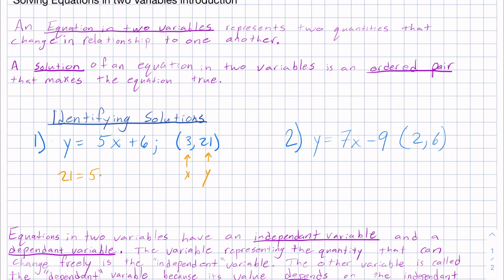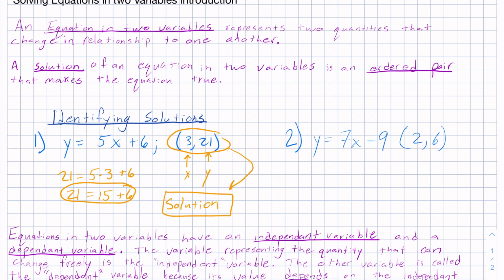So 21 equals 5 times 3 plus 6, and I have to see if that works out to be a true statement. So 5 times 3 is 15, and 15 plus 6 equals 21. Yes, it does. So this one turns out to be a solution. If you plug in the ordered pair and you wind up with a true statement like this one, then that means that this ordered pair is a solution.